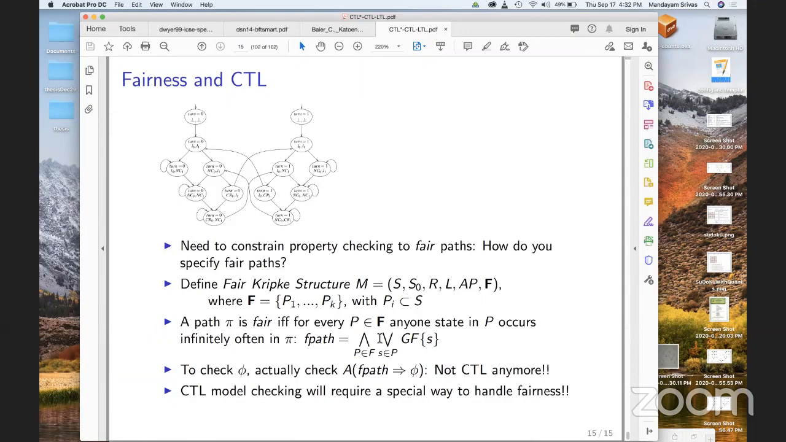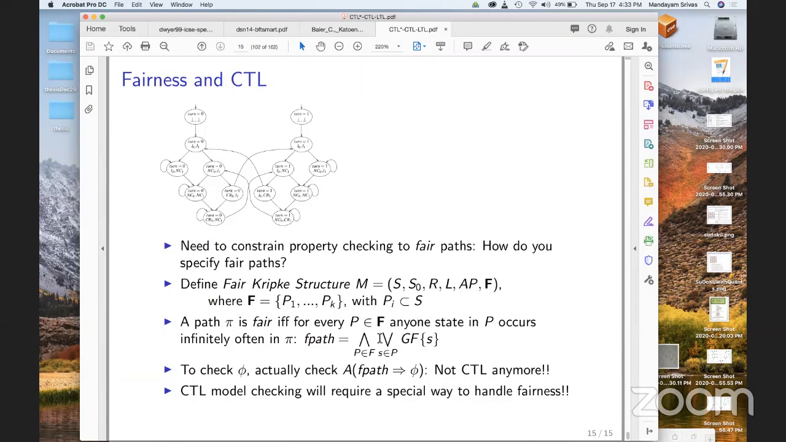Yeah. But the point I'm making is that you can't throw this formula at the standard algorithm that checks all paths for CTL. So as you do the algorithm, you'll have to do something on the fly, is what I'm saying. Yes, that is basically what I'm asking. So you'll have to hardwire the fairness constraint into the algorithm, is all I'm saying.